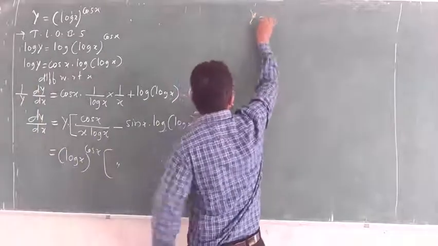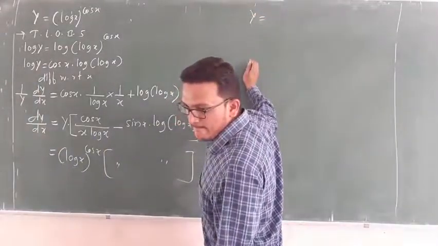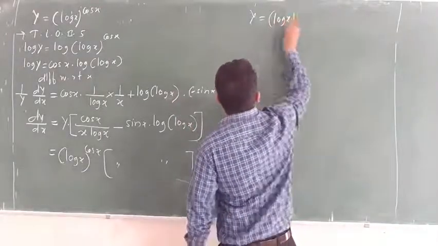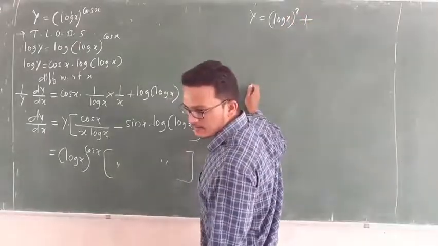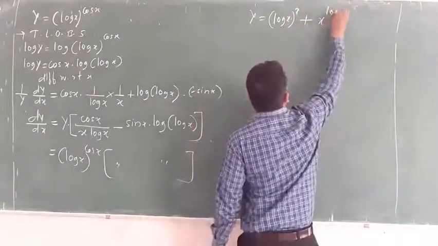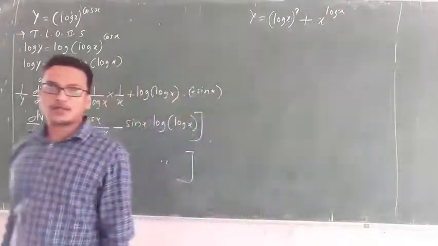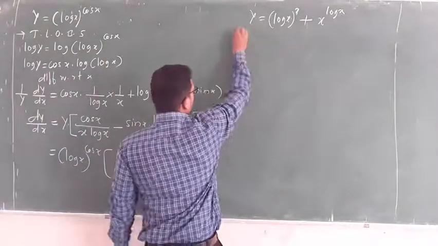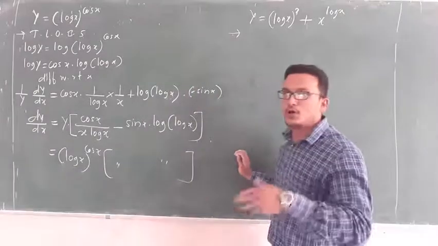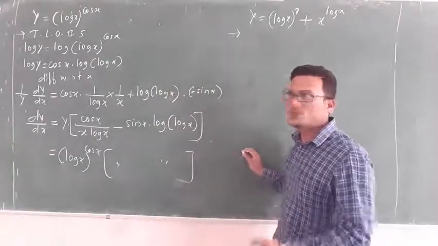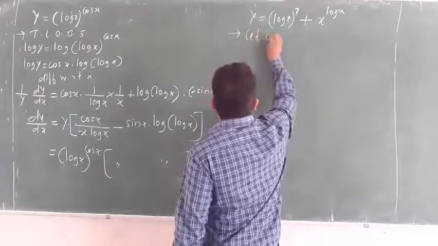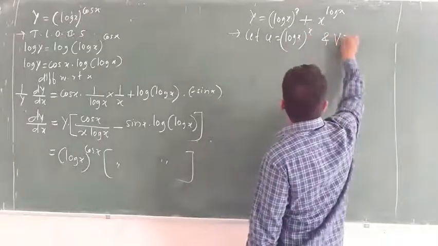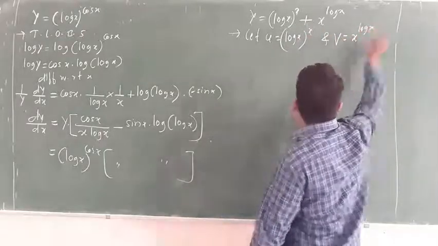y is equal to log x to the power x plus x to the power log x to the power log x. So here there is a sum of two functions. As I said, whenever y is a sum of two or more functions, let us denote those by some new variable. So let u is equal to log x to the power x and v is equal to x to the power log x.